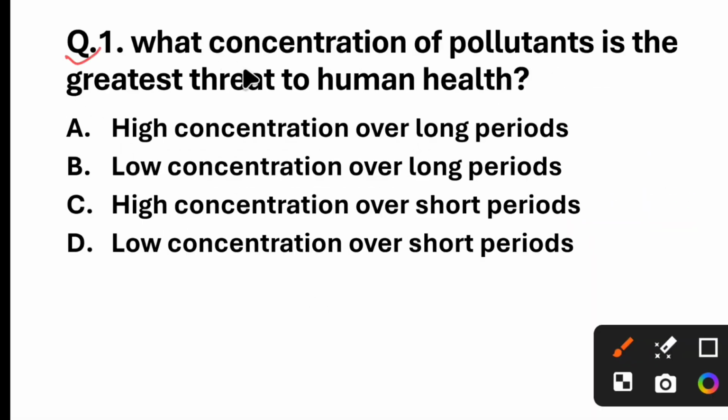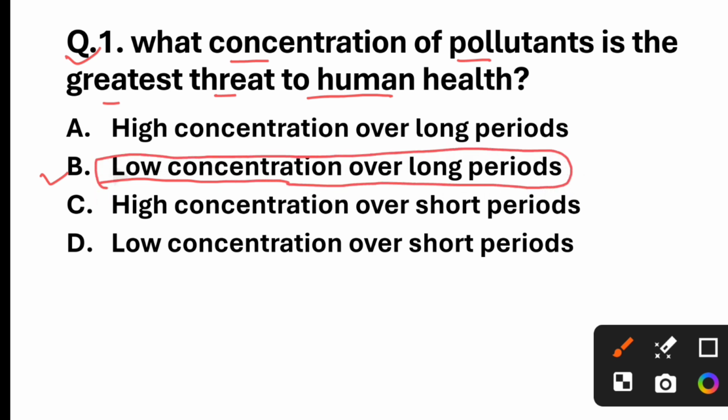Question number 1. What concentration of pollutants is the greatest threat to human health? Answer is option B. Low concentration over a long period is the greatest threat to humans.